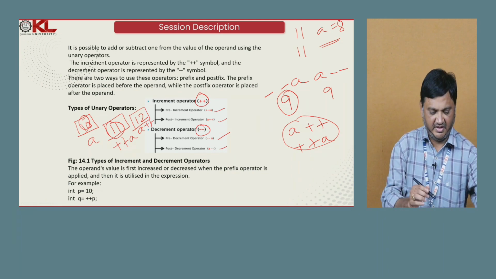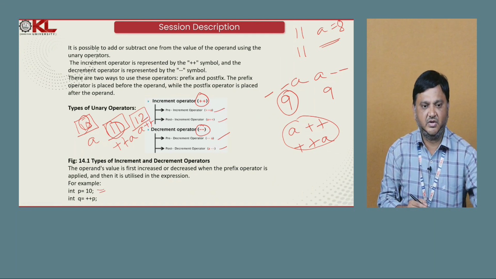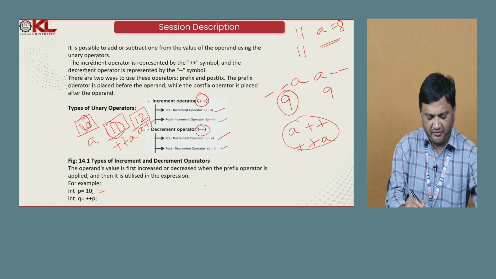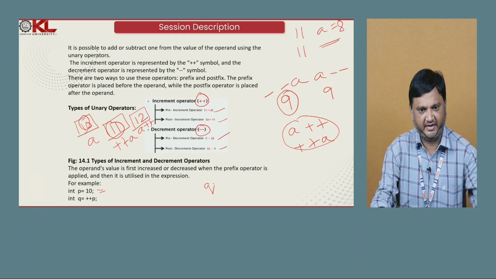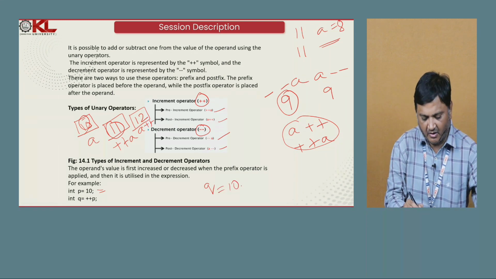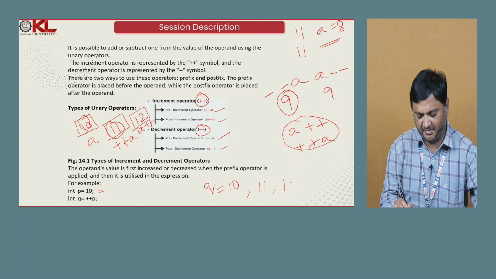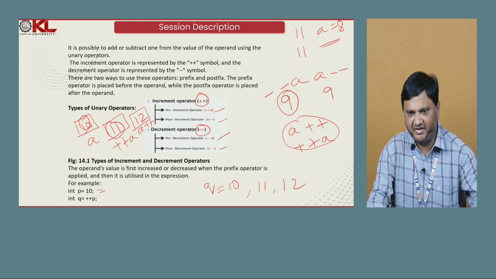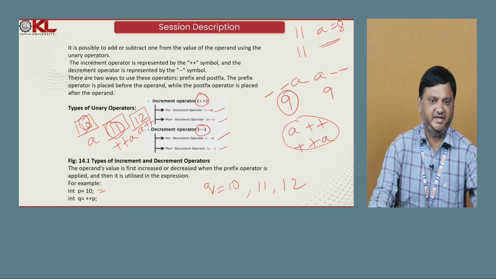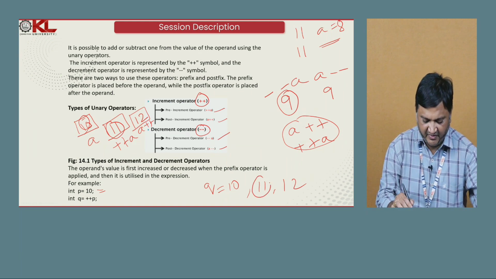Now see, for example, if you take p is equal to 10, q is equal to plus plus p. Now if you print the q value, tell me what is the answer, my dear students. Is your answer 10, or is your answer 11, or is your answer 12? For example, I am giving you three options. Now which one is the correct one? Will it print 10, 11, or 12? Yes, my dear students, you know the answer. The answer is 11.